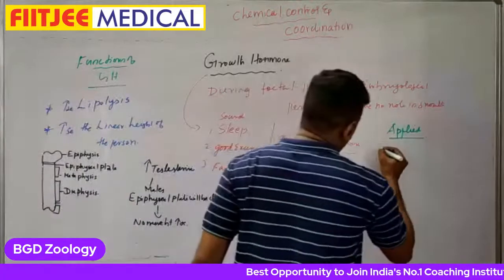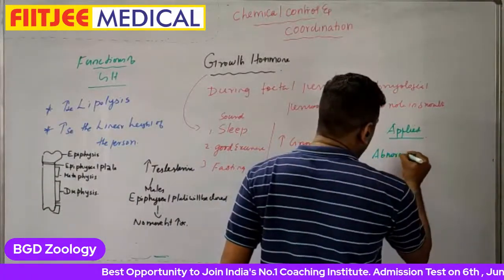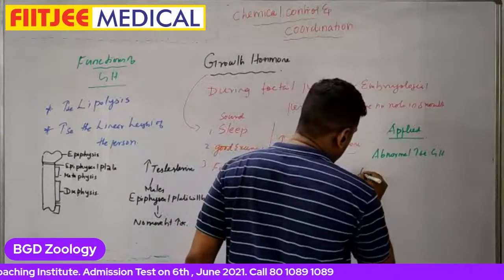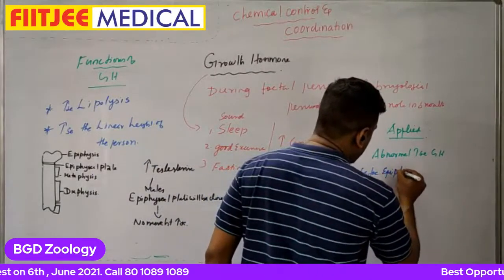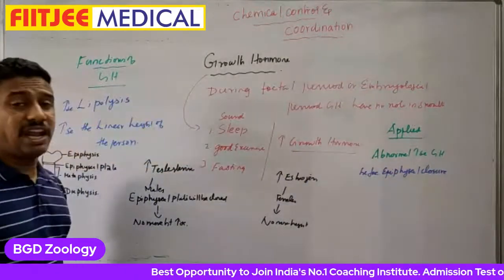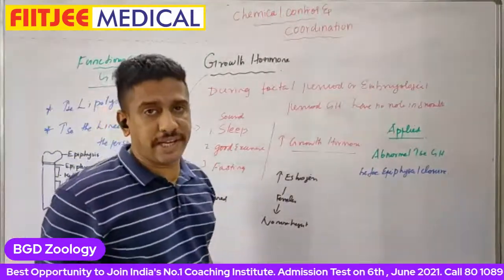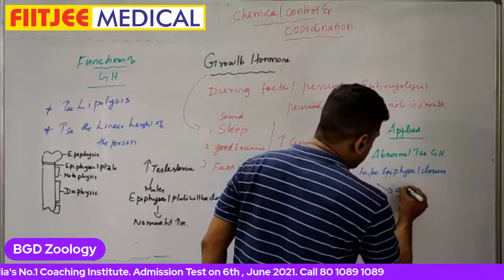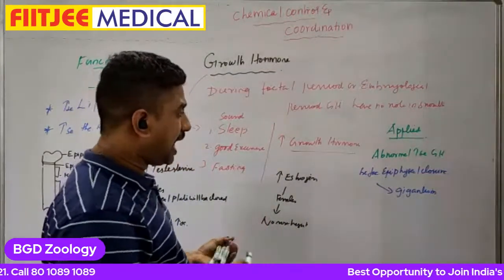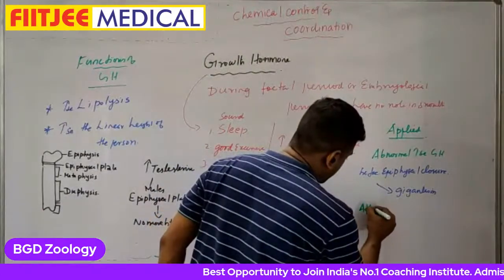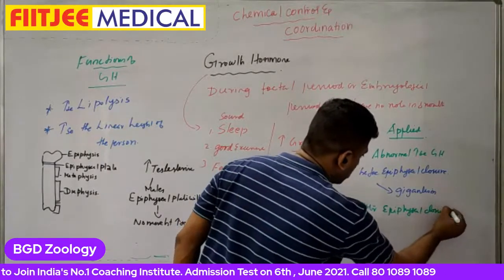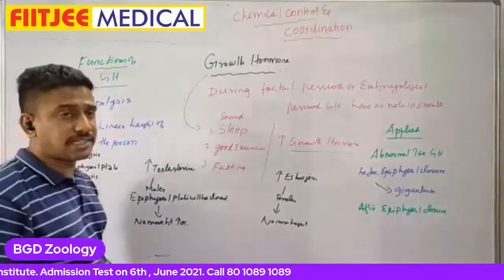Now, the applied part. If there is an abnormal increase in growth hormone before epiphyseal closure, then it will lead to a lot of height increase. The person will be gigantic. So we call the condition gigantism. But if the abnormal growth hormone increase happens after the epiphyseal closure, that condition we call acromegaly.